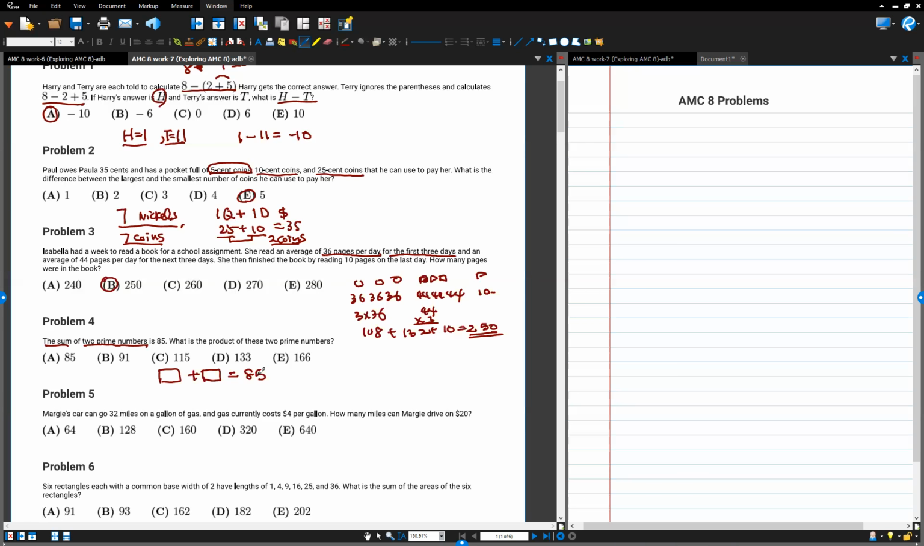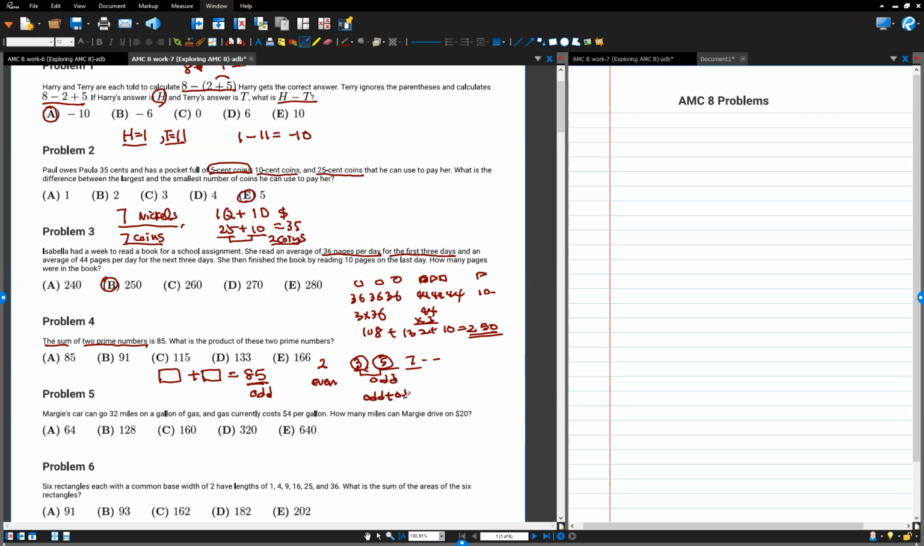83 and 2. Oh, 83 is a prime number. 2 is a prime number, right? Because this is odd. Prime numbers are all odd numbers, right? Except 2. 2 is the only even prime. So if both are odd, odd plus odd is... I'm sorry, odd plus odd is even, right?